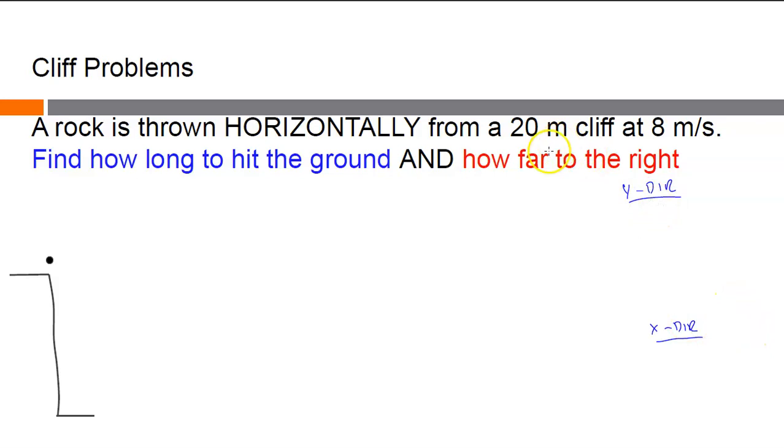So let's see what we know here. When I throw this thing horizontally, the rock goes this way. 8 meters per second is the initial velocity. I recognize the units, 8 meters per second. And so I'm going to put down here that V0 equals 8 meters per second. But because it's horizontal, it's all in the x direction and none in the y direction. So I need to separate that out like that. In the y direction, the initial velocity is 0, and in the x direction, the initial velocity is 8.